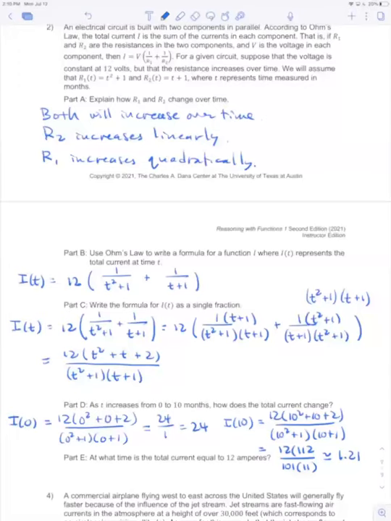Okay, so at what time is the total current equal to 12? So why don't we put a 12 and set that equal to our 12 (t squared plus t plus 2) over (t squared plus 1)(t plus 1). If we cross multiplied, let's work over here for right now, we get 12 times (t squared plus 1) times (t plus 1).